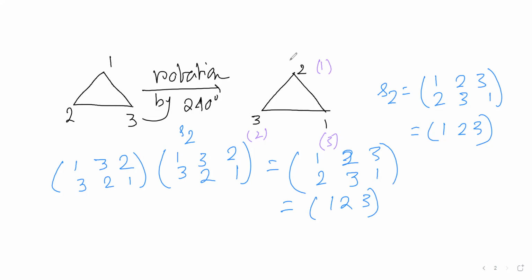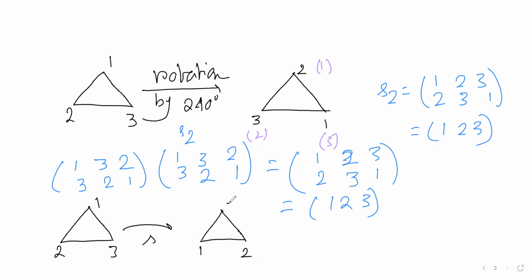So if I draw it, now the triangles. One, two, three. First the 120 degree rotation S, that gives me 1, 2, 3. Then again compose with S itself. 1, 2, 3, right? And this is the same as S2, right? So S square is the same as S2.